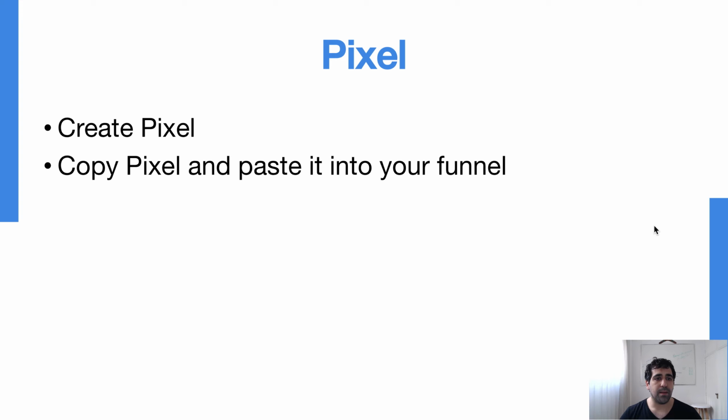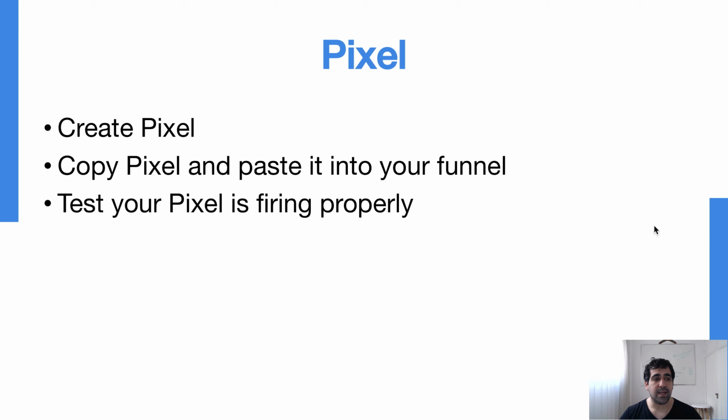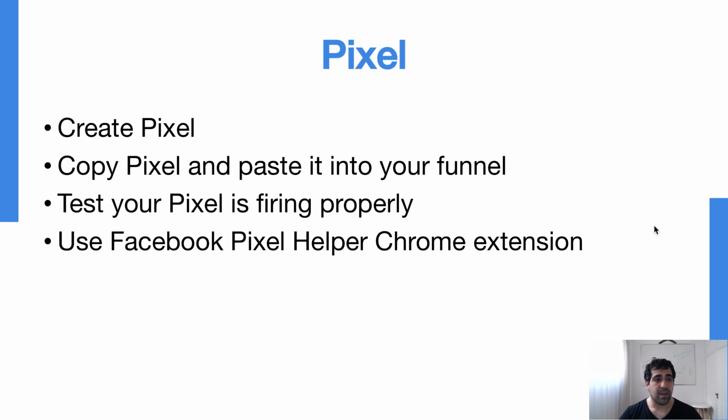So I'm going to be showing you how to set that up, but I want to stress that this is really, really important. Before you do the pixel setup, make sure that you have all the previous steps set up, and then the pixel setup is going to be smoother. So these are the pieces that we need to cover here in the pixel setup. Create the pixel, copy the pixel, and paste it into your funnel or website, and then test that your pixel is firing properly, and then use the Facebook Pixel Helper Chrome extension to verify it.